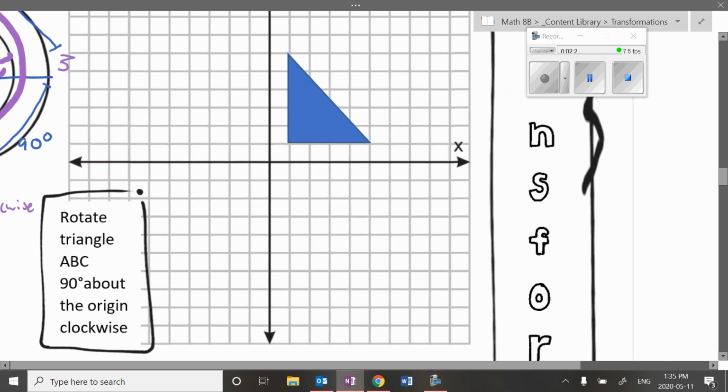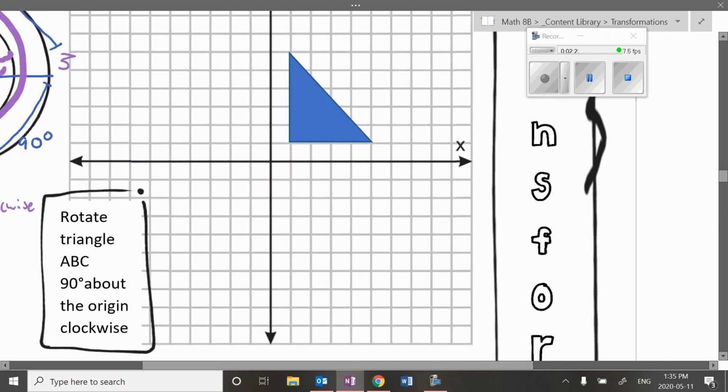So we're going to turn this triangle 90 degrees about the origin. So remember, the origin is at 0, 0. So this first point, let's label this. So we have A, B, C. So B is at 1 and 1. A is 1 to the right, 6 up. So C is 5 to the right and 1 up. So we're turning it 90 degrees about the origin clockwise. So we're turning it down in this direction.